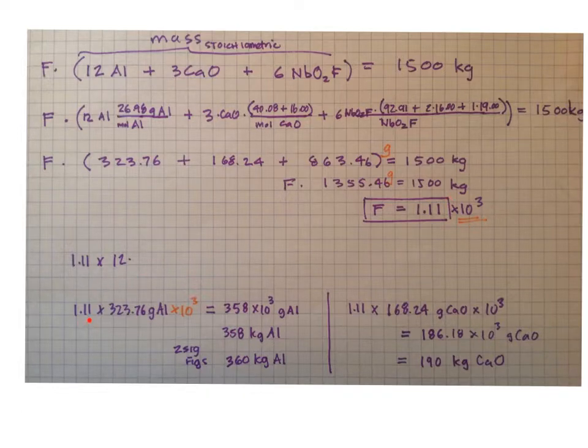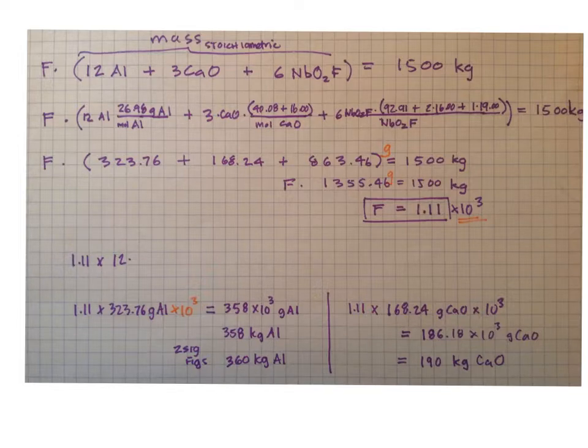So to get aluminum, I take the 1.1 times the grams that I have of aluminum, the stoichiometric amount here, times 10 to the 3rd. And this is what I get for aluminum. Knowing I have 2 sig figs, 360 kilograms of aluminum. For calcium, I do the same thing. I use that factor and then 10 to the 3rd, make sure I account for the units. I multiply it by the stoichiometric amount of CaO that I have here. So I get 186 kilograms of calcium oxide, or 190 kilograms calcium oxide.